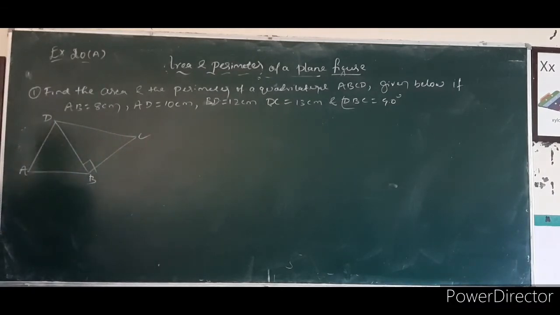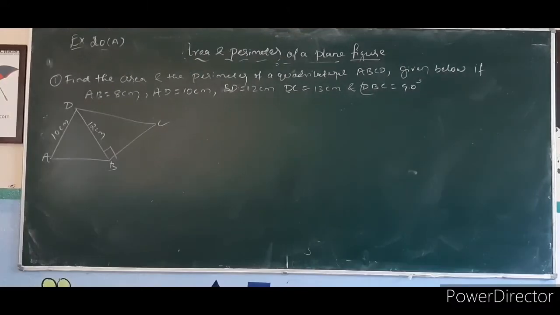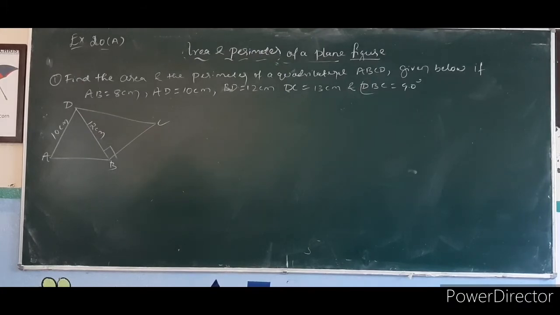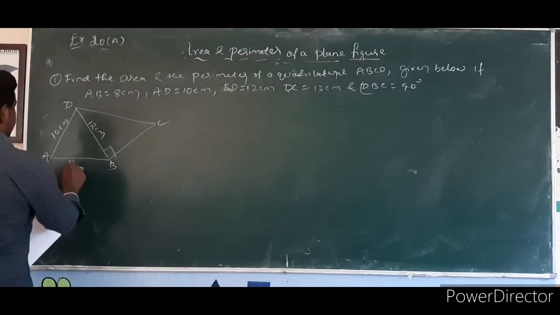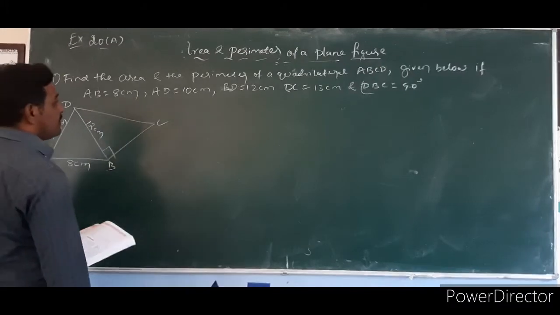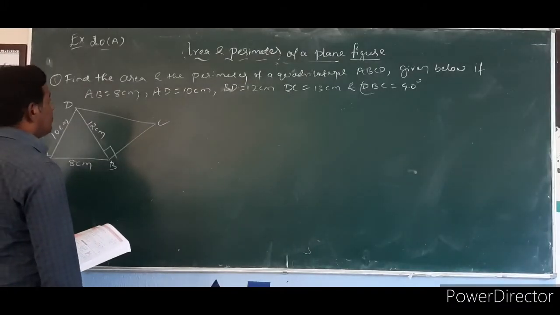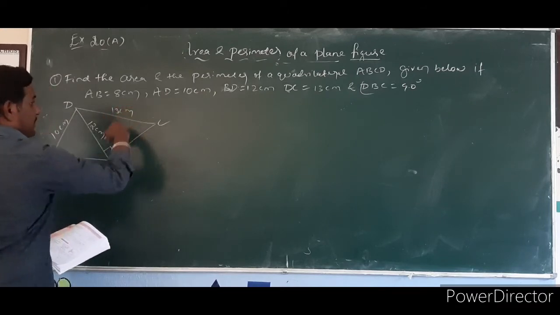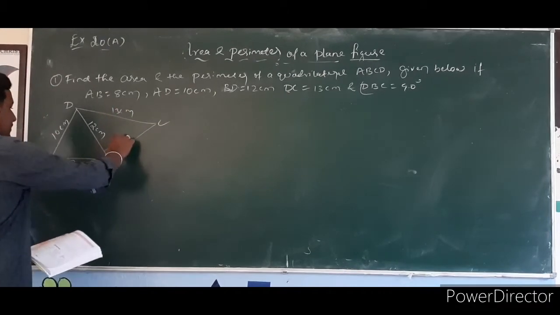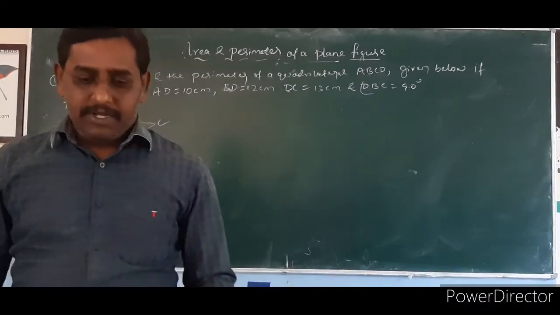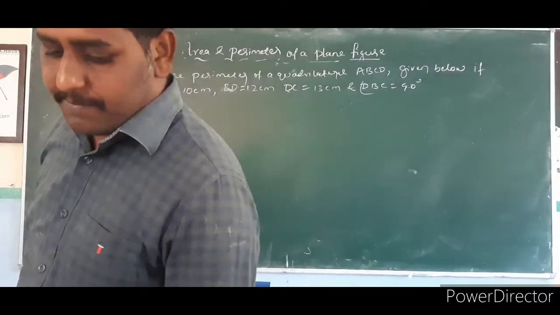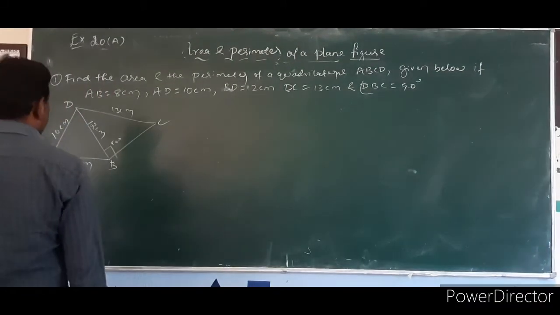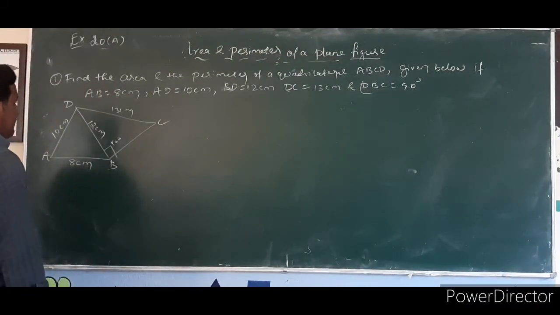They are given AD 10, BD, next AB is equal to 8 centimeter. Next BD 12, DC they are given 13 centimeter. DBC is equal to 90 degree. Here we have to find the area and perimeter of the quadrilateral. First we have to find the area of quadrilateral ABCD.